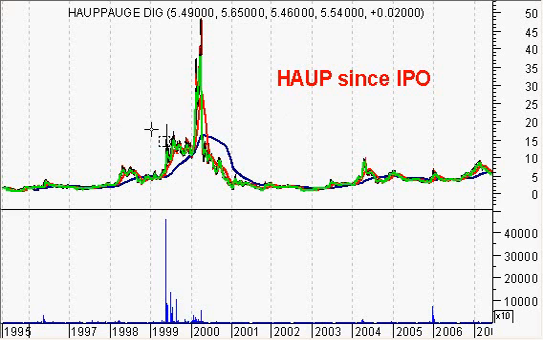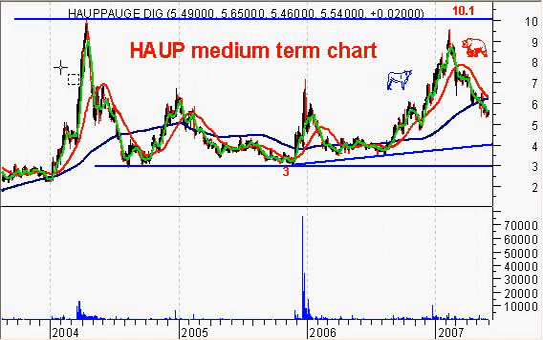Hi, let's make a brief study on HAUP. This is the chart since the IPO back in 95, and the stock had this big bull move here in the technology bubble, and then it just went down to almost zero, like most small cap technology stocks. And then it had some other interesting moves here over the short term.